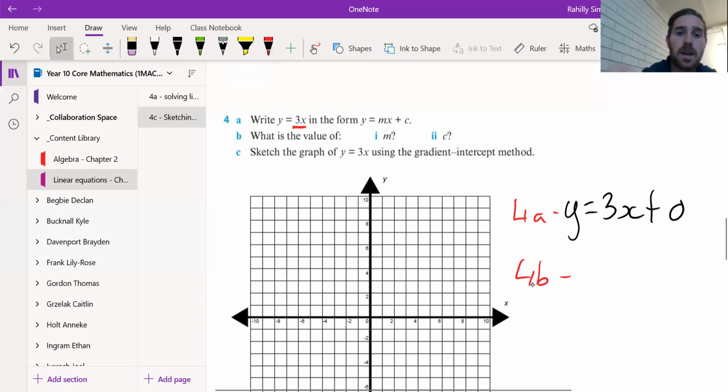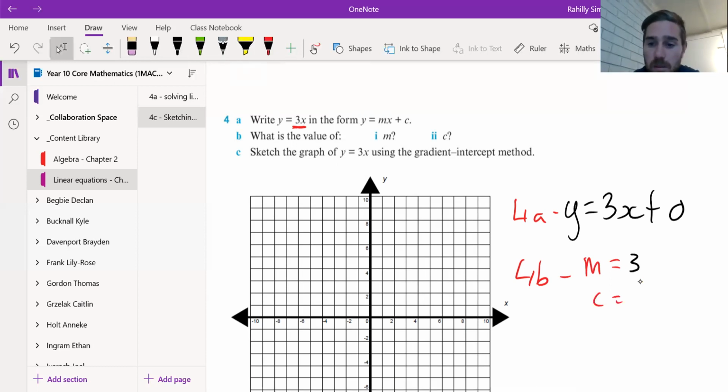4b, what is the value of m? M is our gradient, which is 3, and c is 0. So our gradient is 3, c, which is our y-intercept, is 0.